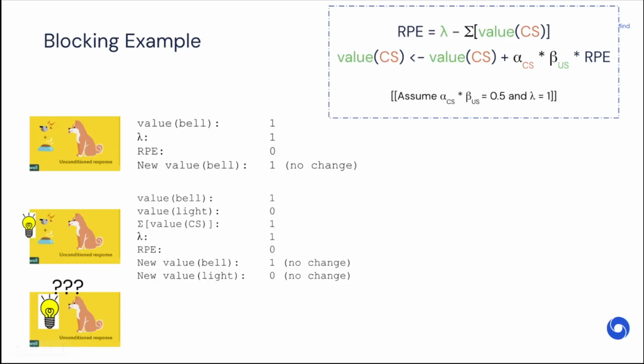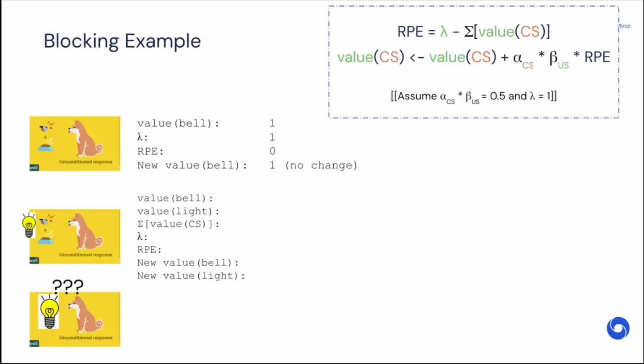Let's walk through that. Basically what you're saying is we start from scratch. The value of the bell is 0, and the value of the light also is 0. We start from scratch with both of them. So the sum of all of them would be 0, lambda would be 1, and the RPE would be 1. Now we update both of them, because we have an RPE. So the new value of the bell would be 0.5, and the new value of the light would be 0.5.